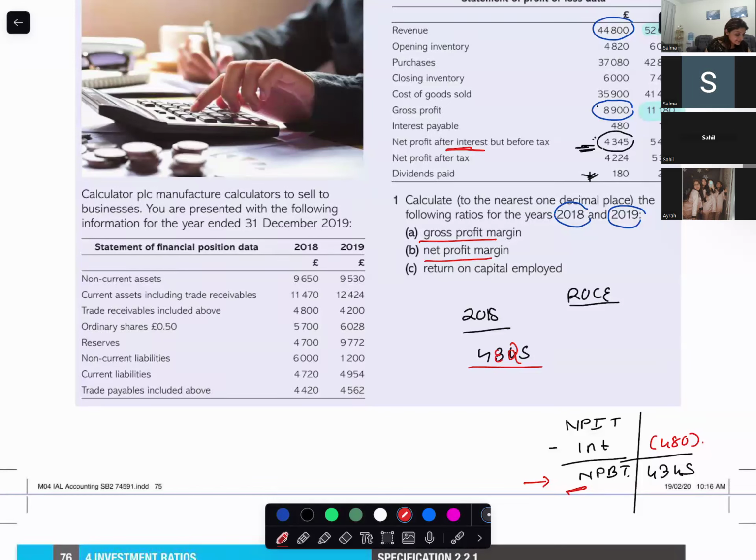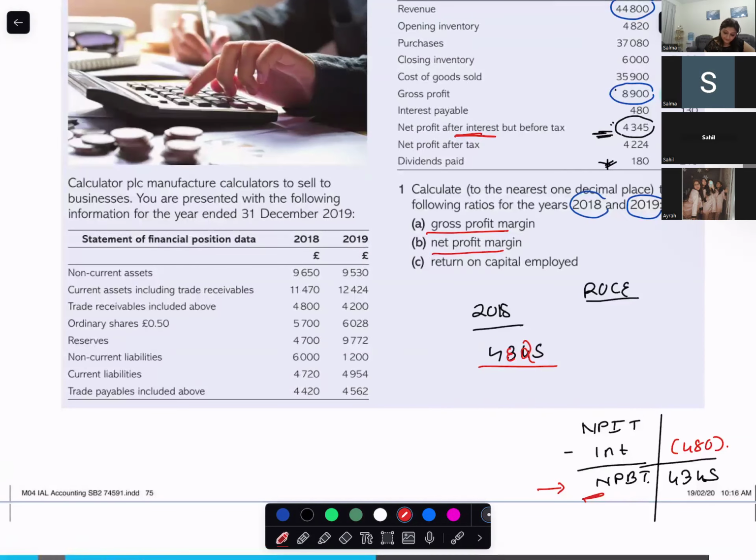Capital employed. Where do you get the capital employed from? It is your ordinary shares, reserves, and the non-current liability. 5,700 plus 4,700 plus 6,000 is 16,400. Yes, 16,400.